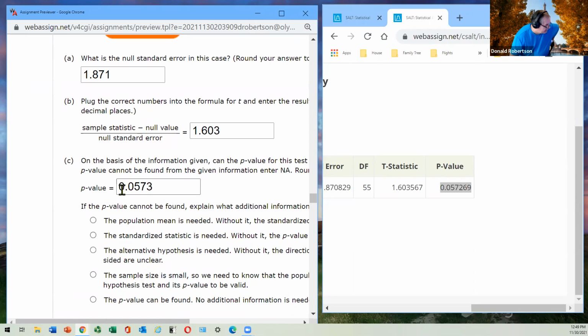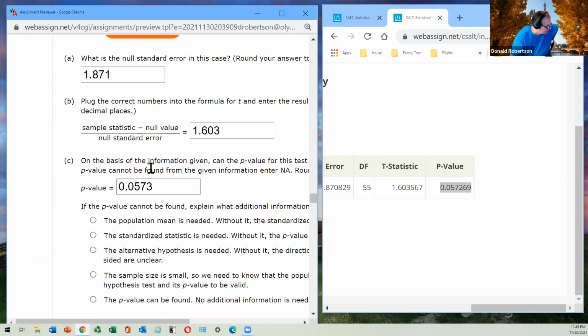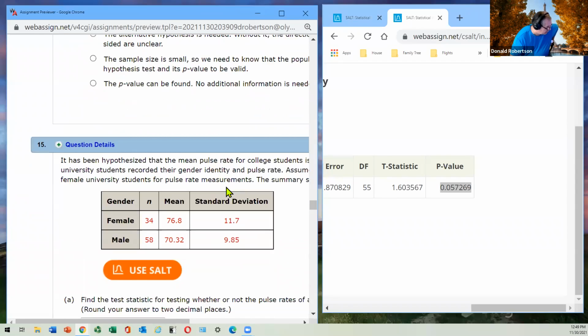Now, is this less than 0.05? No. And when it's a no like that, wouldn't you be able to have as your conclusion, not enough evidence to reject H naught? Right. Let's see what this story is talking about then. If the p-value cannot be, well, it can be found. So I don't need to do any more because that's all they wanted.